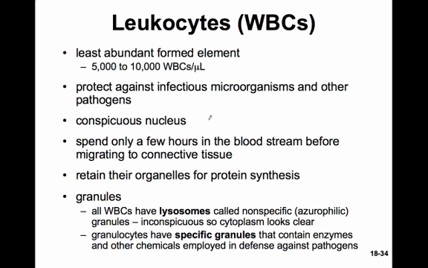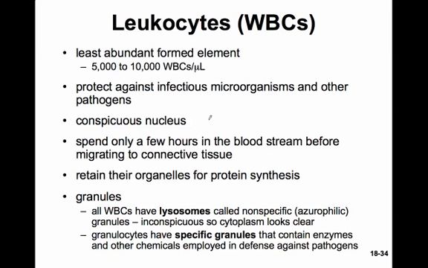They have very conspicuous nuclei. They spend only hours in the bloodstream before they'll migrate to the connective tissue. They retain all of their organelles in order to perform protein synthesis. All white blood cells have granules that are formed from lysosomes called nonspecific granules. They're inconspicuous, so the cytoplasm does look clear.